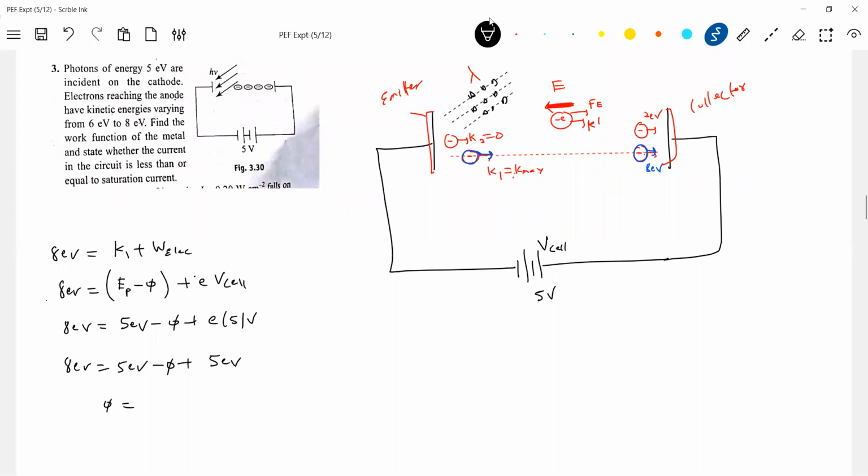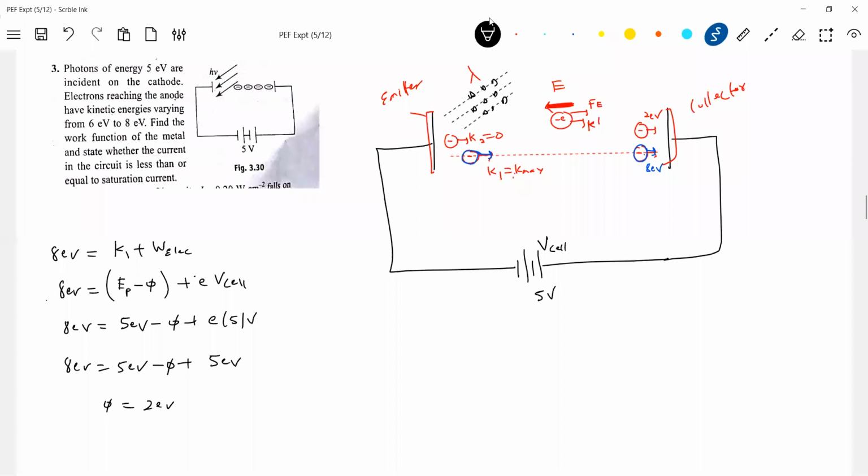What is the work function of the metal? 2 electron volt. I got the work function of the metal. Next, find whether the current in this circuit is less than or equal to saturation current.